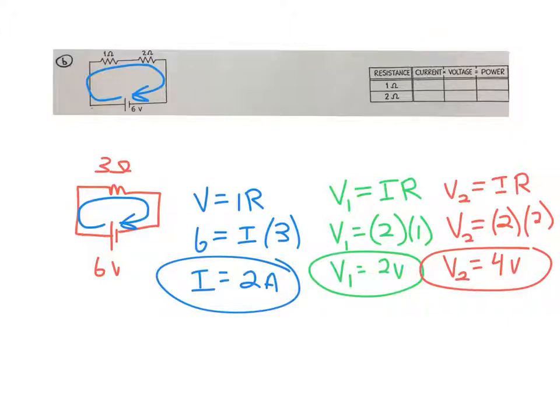You can plug those numbers in once again and calculate the last column, the power column, by multiplying the current times the voltage, and make sure you include the units of watts.